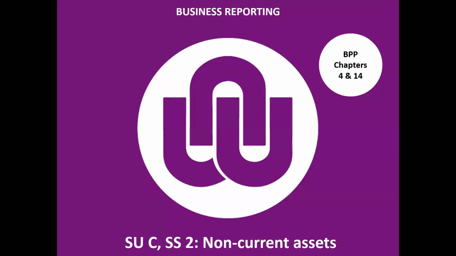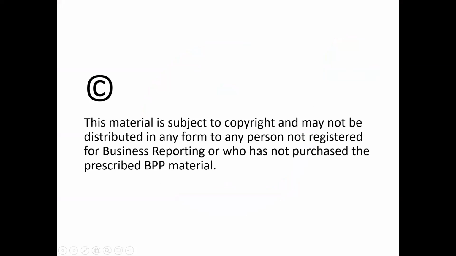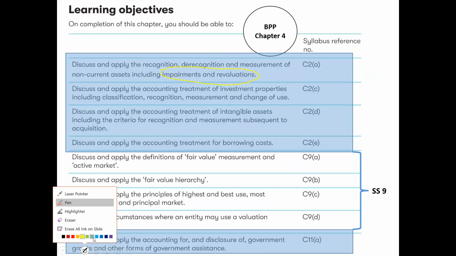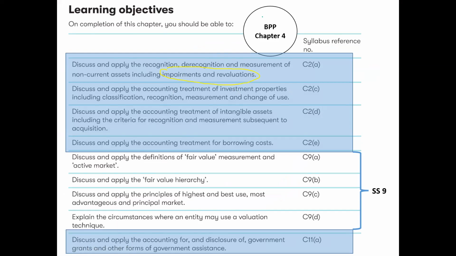So let's jump into non-current assets. I'm going to stop my video and share my screen and make sure we understand what we need to be able to do. So when we talk about non-current assets, first of all, we need to see that they want us to discuss the recognition and measurement of the non-current assets. And you will see that included there is, for instance, impairments and revaluation. And then you will see that they list quite a lot of different assets that we need to be able to do. For instance, investment property.